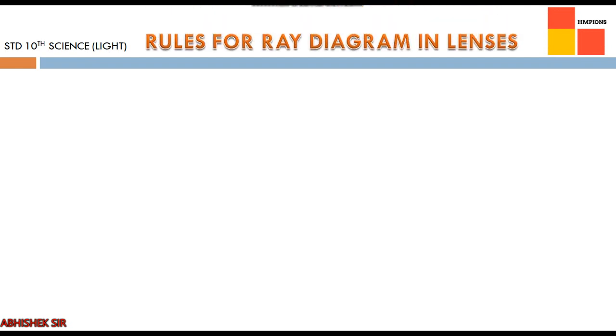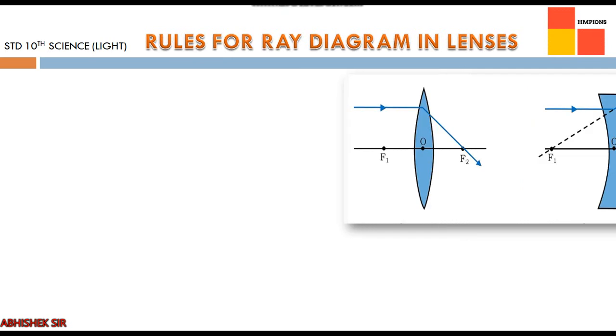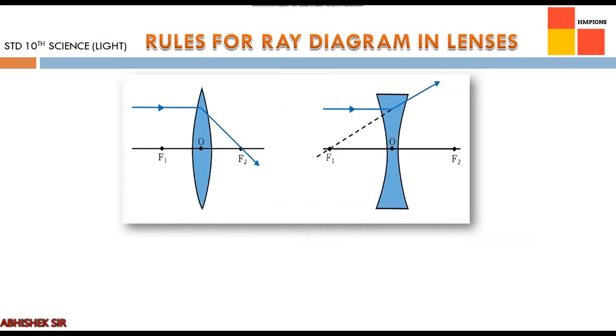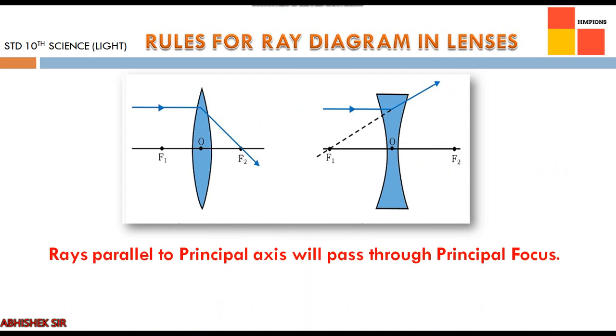Now the next topic is ray diagrams. We can represent image formation by lenses using ray diagrams. For drawing ray diagrams in lenses, just like spherical mirrors, we consider any two of the light rays and then we see the manner in which they are refracted. So we have to follow certain rules before we go to actual image formation and ray diagrams. The first rule is that rays parallel to the principal axis will pass through the principal focus in case of a convex lens, and obviously will appear to be coming from the principal focus in case of a concave lens.